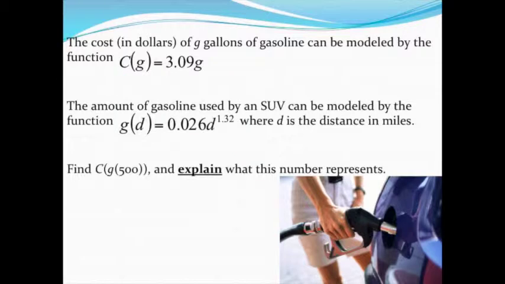My second function, we'll call the G function because it starts with G, tells me if I drive a certain distance, how many gallons of gas I will use. So what they asked me to find is this composition down here, C of G of 500. What's really more important to me though is explaining what all our numbers along the way represent.